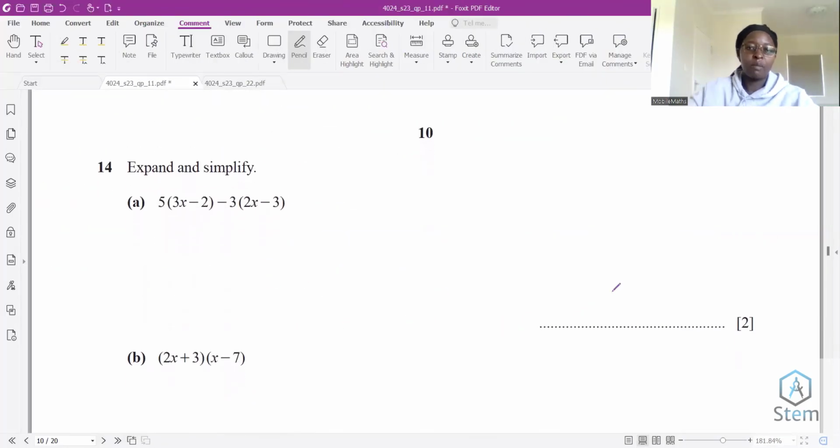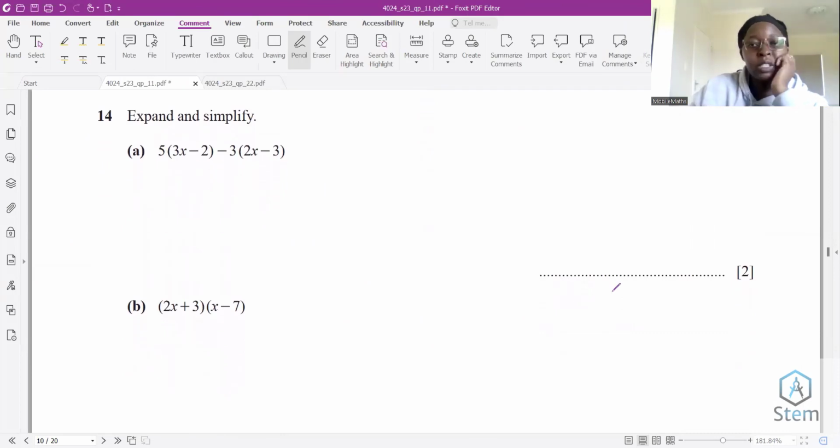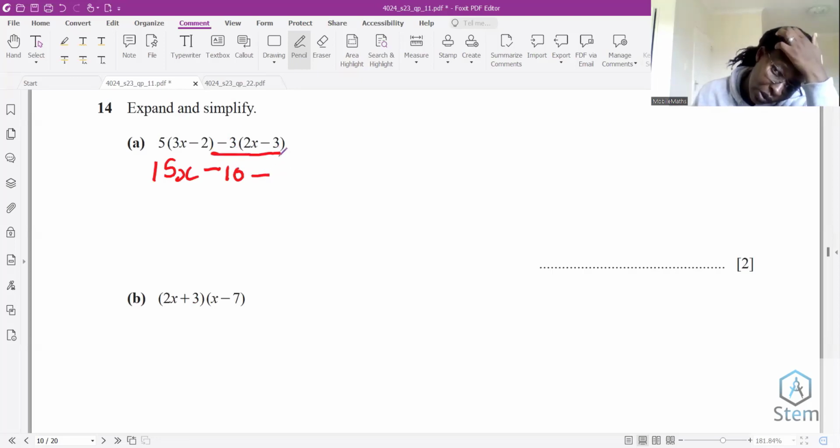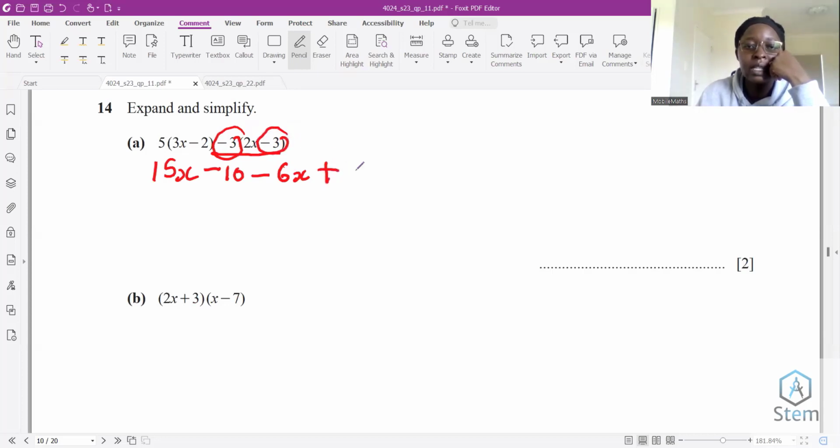Now we are on number 14. It says expand and simplify, so we are going to remove brackets first. 5 times 3x gives 15x, and 5 times minus 2 gives minus 10. Then for this part, minus 3 times 2x gives minus 6x, and minus 3 times minus 3 gives a plus 9.